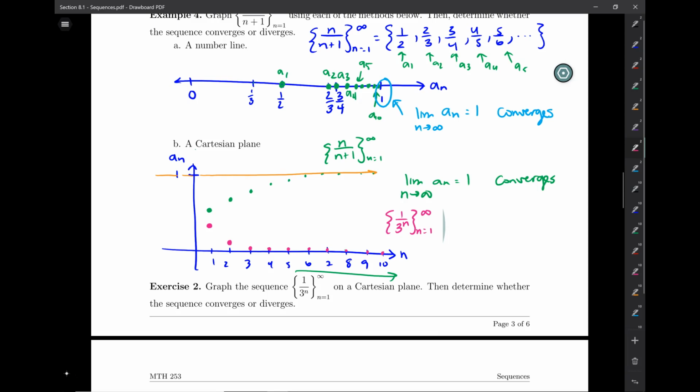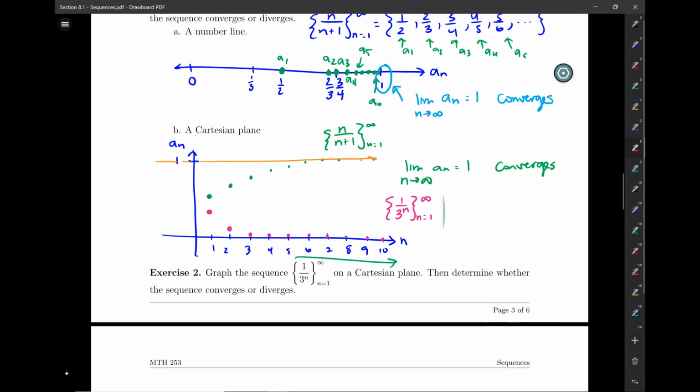So we can see that as n gets larger and larger, the values of the sequence are getting smaller and smaller and smaller, and they are approaching 0, just like this was approaching 1.